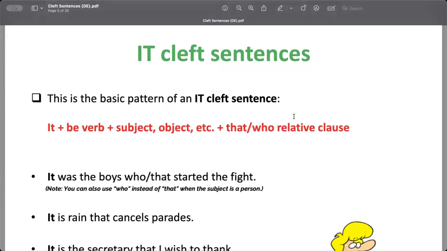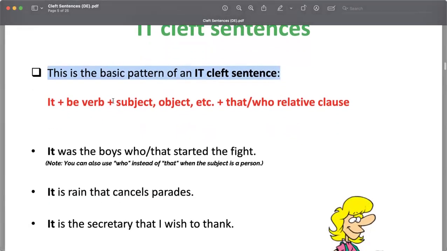It cleft sentences. This is the basic pattern of it cleft sentences: it, be verb, subject, object, etc. You can use that, who, or a relative clause. As an example, it was the boy who, or instead of who you can use that, started the fight. You can use who instead of that when the subject is a person.